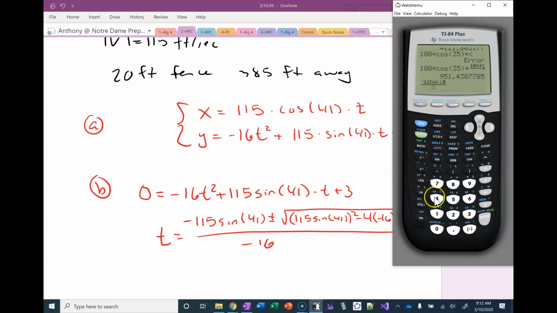And if you guys still have your quadratic program in your calculator, this would be a good use for it. If you don't, you could reprogram it. It would not be a waste of your time.